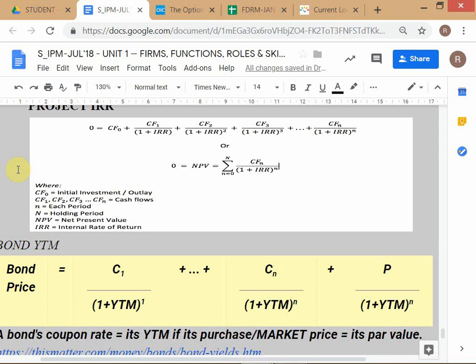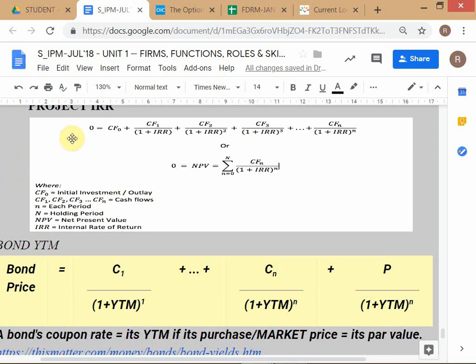What happened? The top formula? The one on the top? The one on the top is the project IRR formula, which you should be able to recognize. I have to make sure I fit everything into the same screen. Okay, now can you see that CF0 and all that?